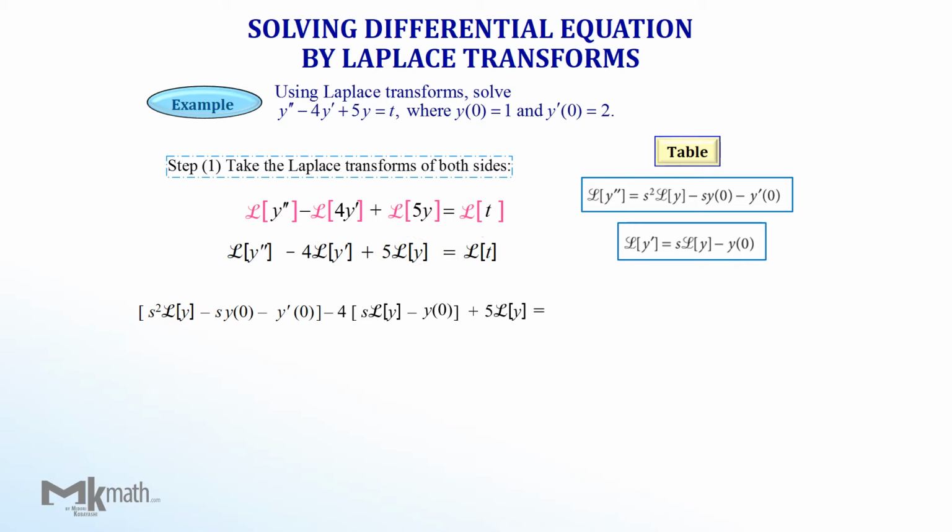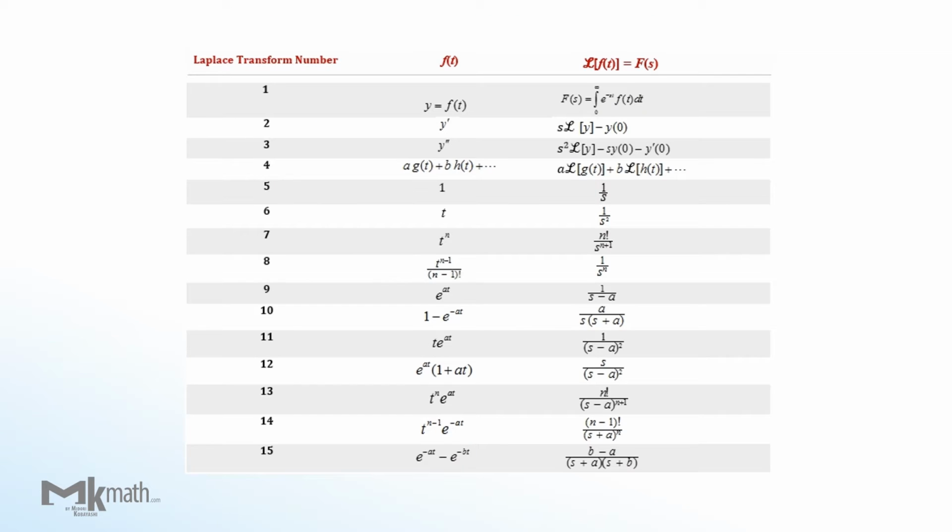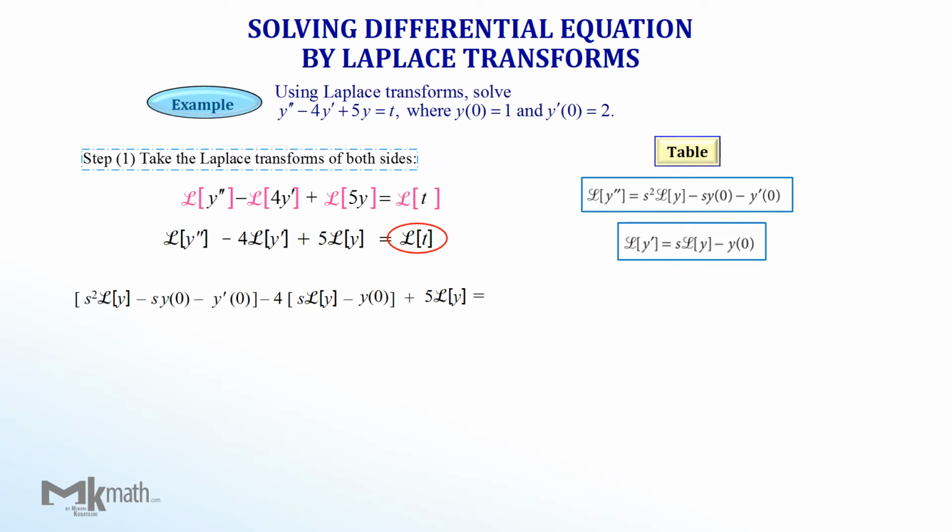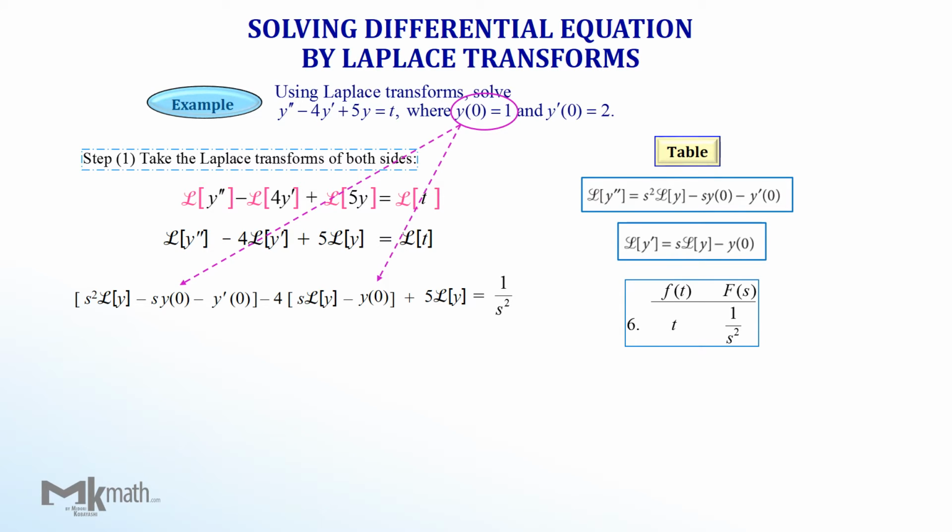For the right side of the equation, let's find out the transform of t in the table. We can see the t function in entry number 6. We take 1 over s squared as the transform. Taking the Laplace transform of the t function to get 1 over s squared from the table. Then substituting the given initial conditions to y of 0 and y prime of 0. Y of 0 becomes 1 and y prime of 0 becomes 2.